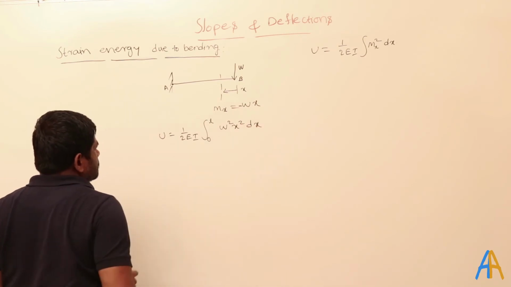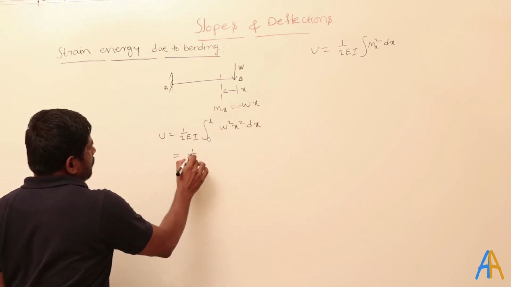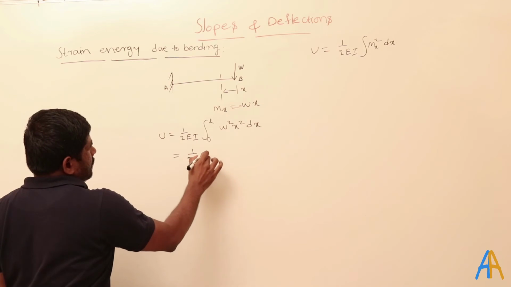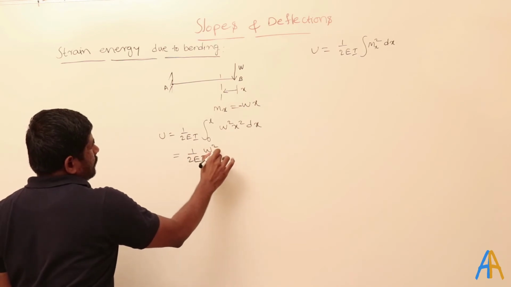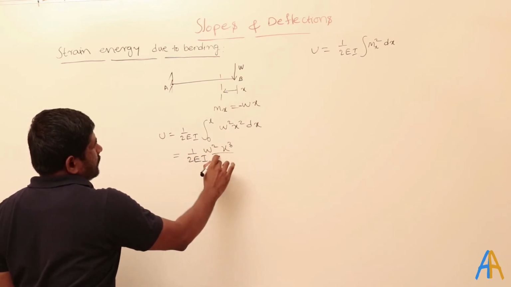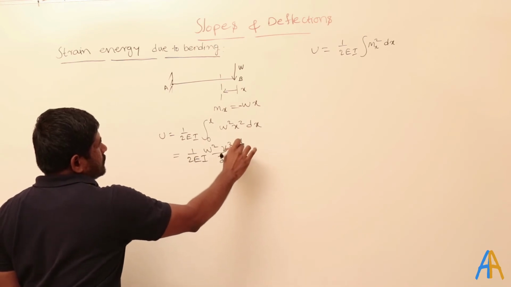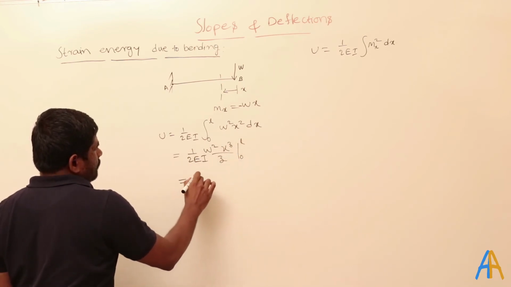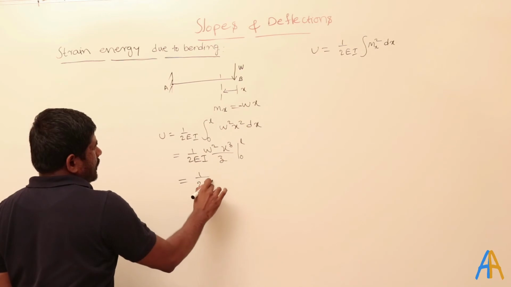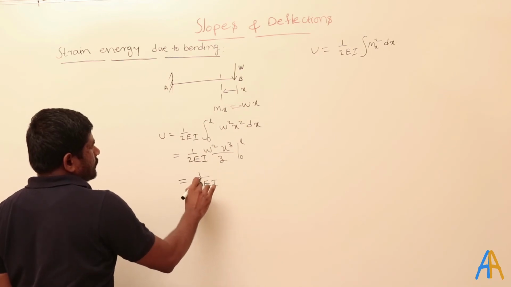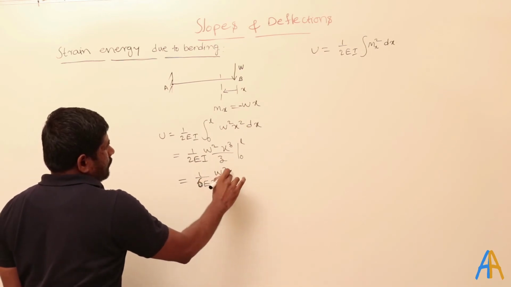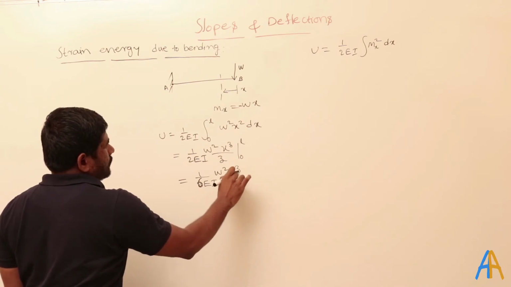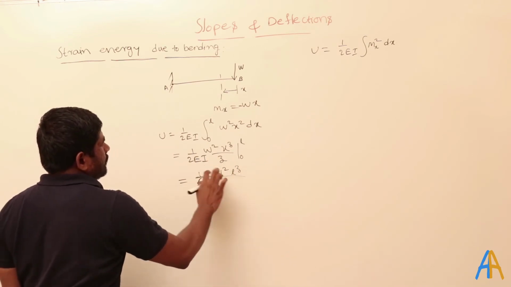If I integrate this, what happened? It will become 1 by 2 EI W square x cube divided by 3, from 0 to L. Applying the limits 0 to L, it will become W square L cube divided by 6 EI. This is the value we got.